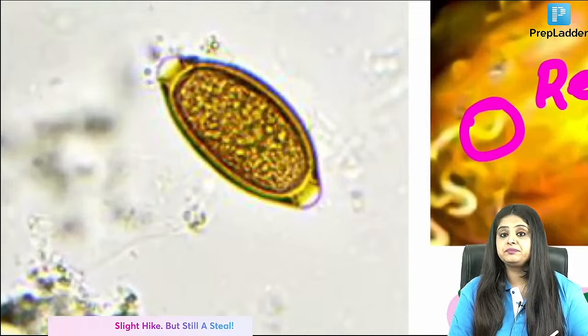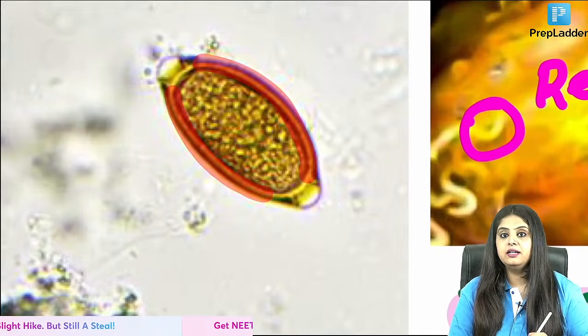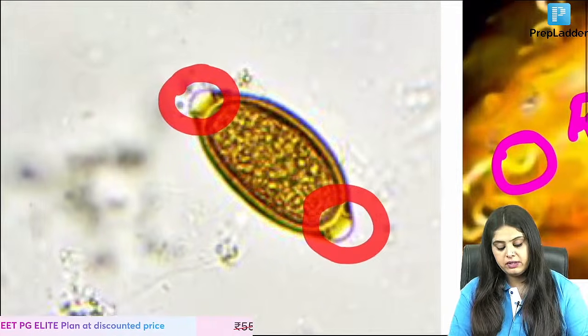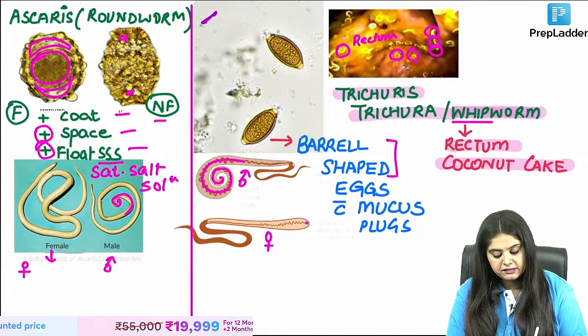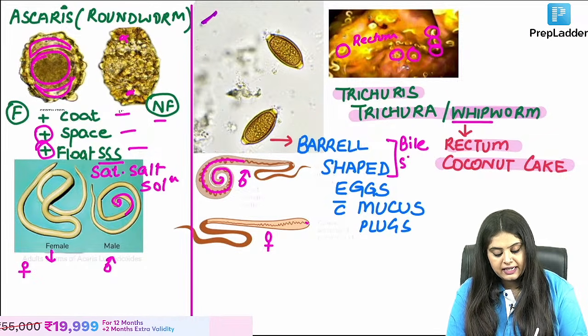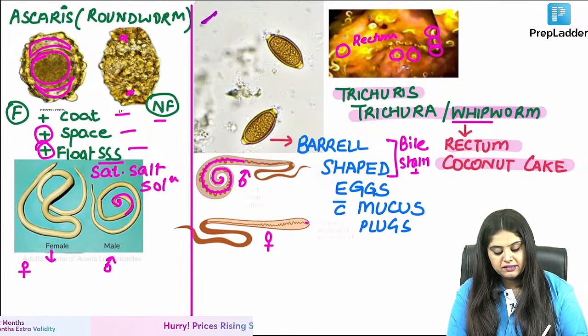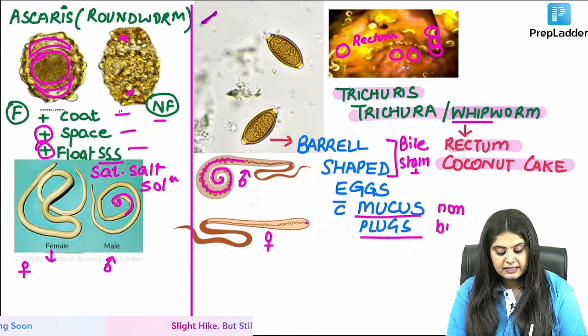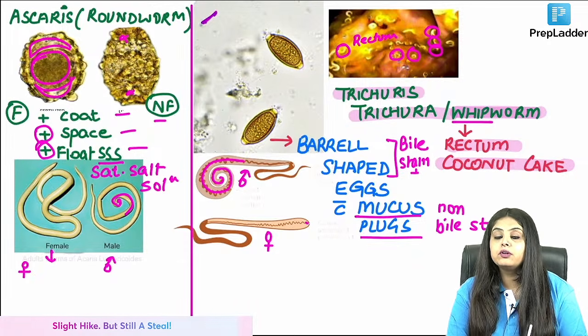But if you zoom in, the egg is brown in color. But then it is colorless on the ends. Why is the egg brown in color? Because this egg is said to be stained with bile. That is why it is brown in color. It is bile stained. But on the two ends it has mucus plugs which don't have bile. They are non-bile stained. That is important for you to know.